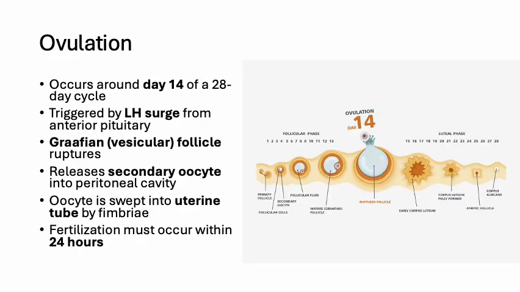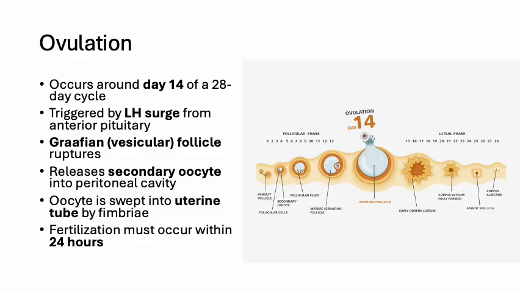Ovulation is the midpoint event of the menstrual cycle and marks the release of the secondary oocyte from the ovary. It is triggered by a dramatic surge in luteinizing hormone, usually around day 14 of the typical 28-day cycle. This surge causes the mature Graafian follicle to rupture, releasing the oocyte into the peritoneal cavity near the uterine tubes.